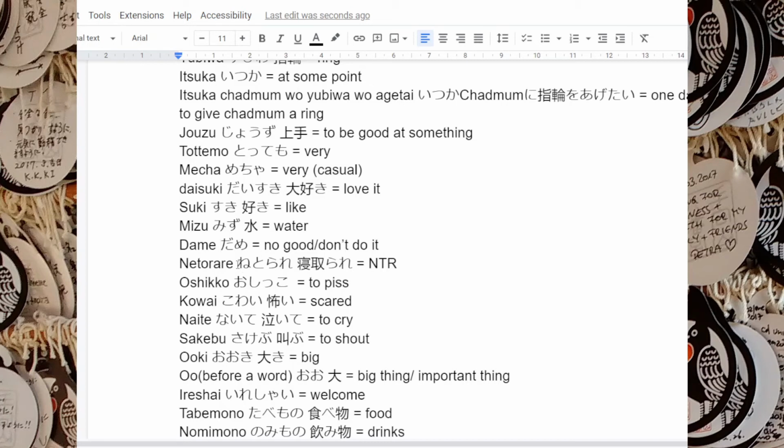Another one that chat will love. Netorare. NTR. Yeah. Oshikko. Yeah. Well, I've written it there.